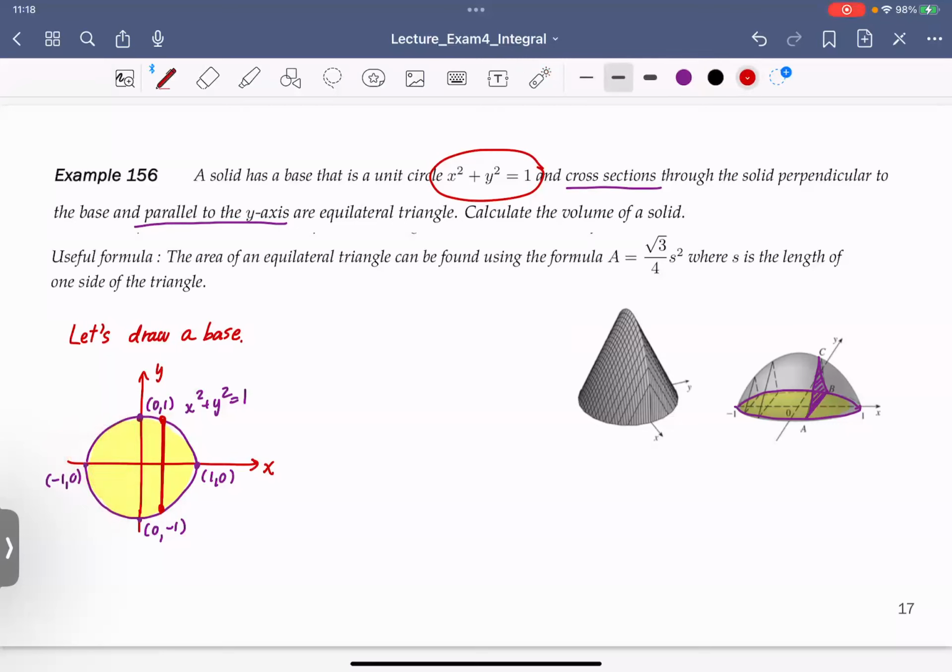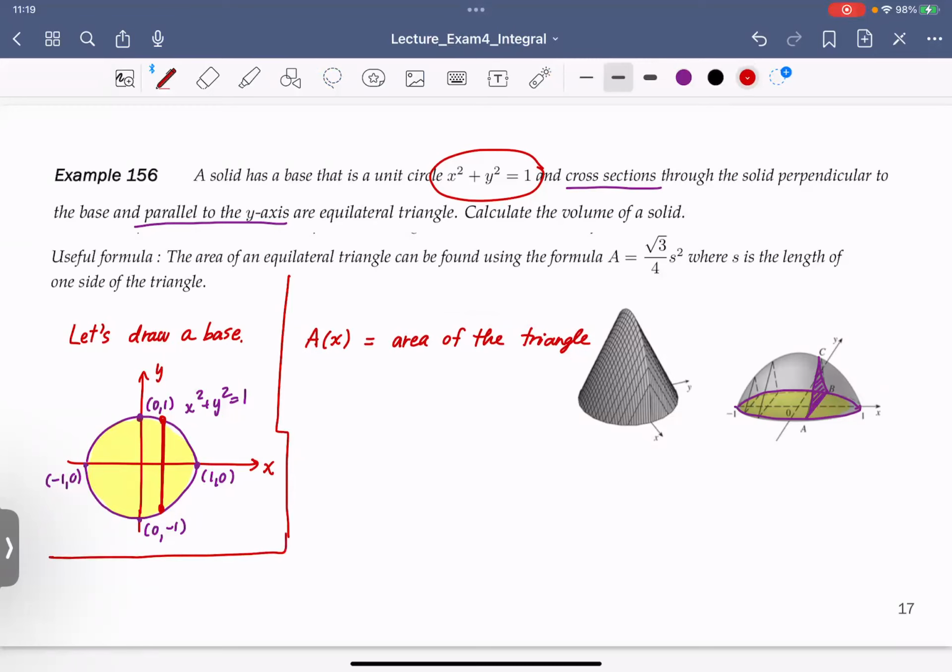So let's try to find the area, A(x). What is A(x) here? This is going to be the area of the triangle, right? Because once you have the area of the triangle A(x), you're going to integrate from a to b, and this is going to be the answer for the volume. So let's find the area of the triangle first. We already have that part.